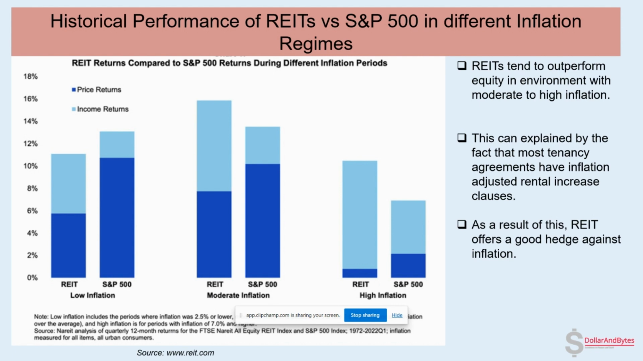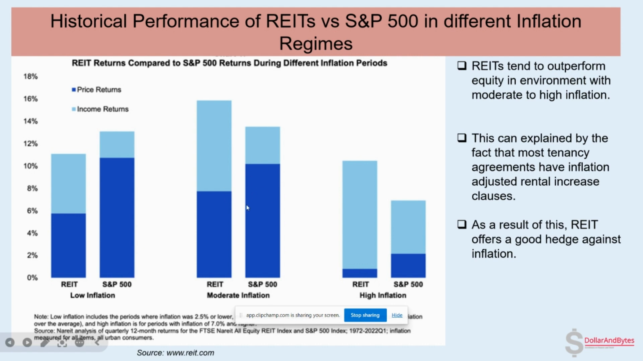This is mainly because of the high income component of REITs. As I've explained in the previous slide, the component of return from income is pretty high. And in most property tenancy agreements, there is an inflation clause. So as inflation increases, the rental is also inflation adjusted. That is why in moderate or high inflation times, REITs tend to outperform the S&P 500.